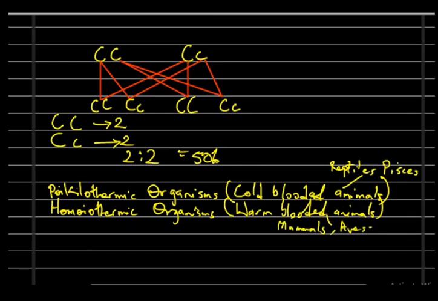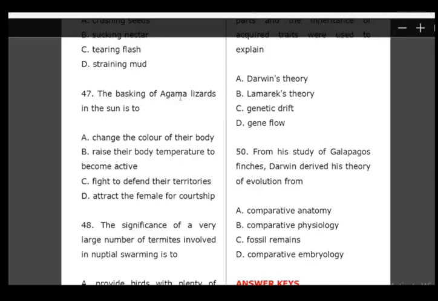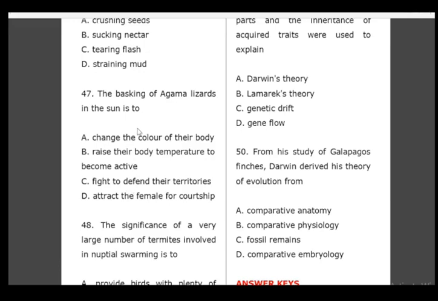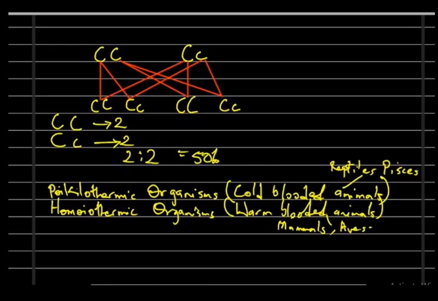So for this particular organism that we're talking about, the agama lizards, they are cold-blooded, so they lie in the sun, basking, because they need to regulate their body temperature. That is basically the reason why they find themselves in the sun. Now, during that process, there's a possibility of them portraying bright coloration in their head, and that is an adaptive feature that helps them to attract females for courtship. But the actual reason for basking in the sun is to raise their body temperature to become active. So that is option B.